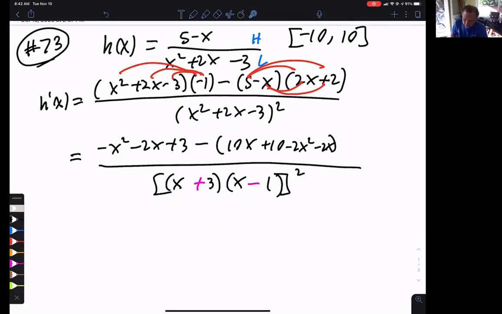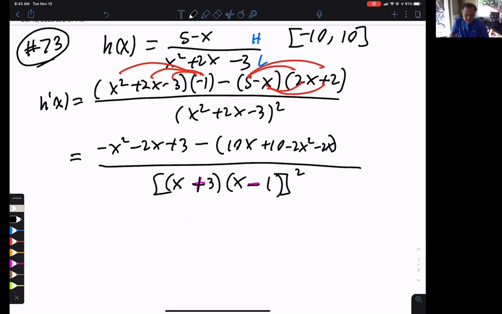And just to double check, x times x, x squared. Perfect. Positive 3 times -1, -3. Perfect. 3x minus 1x, 2x. So now we have everything set up like it should be.